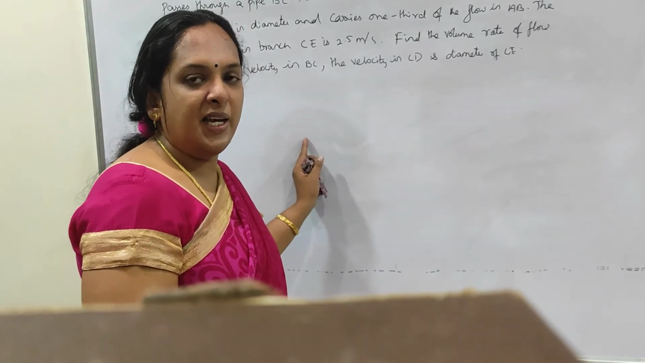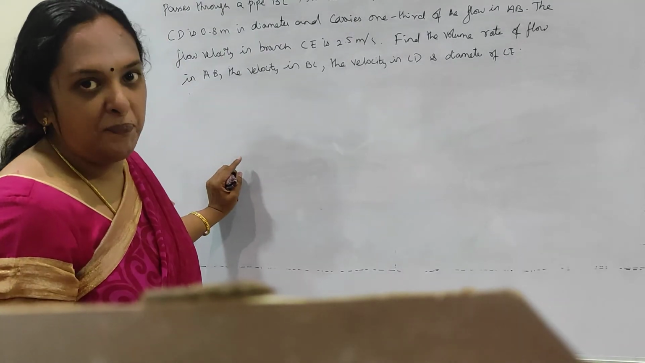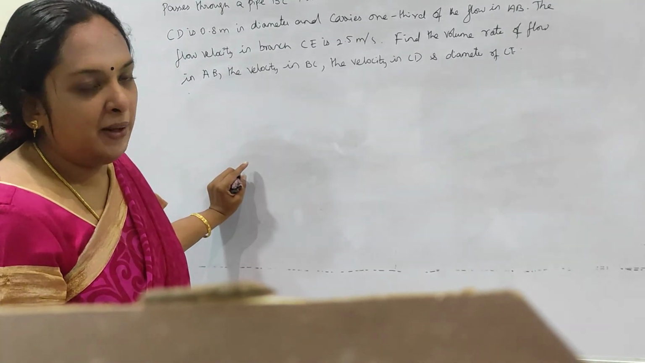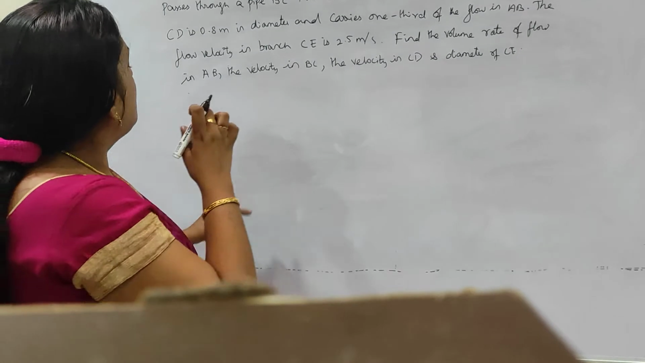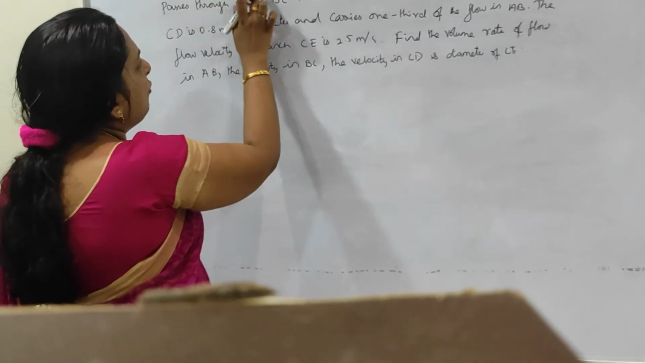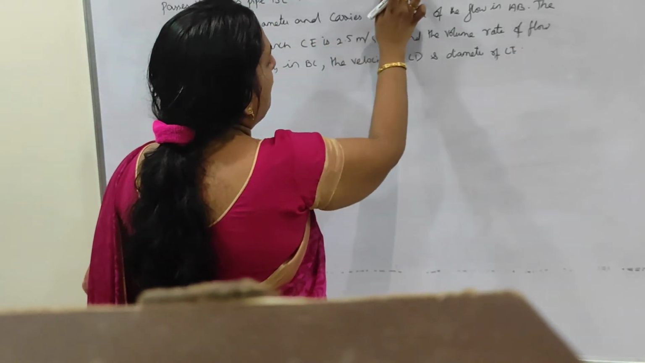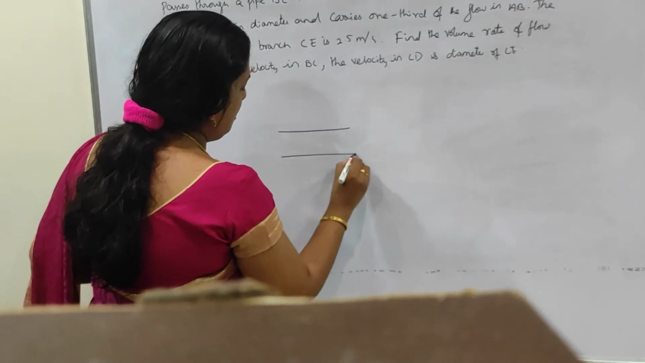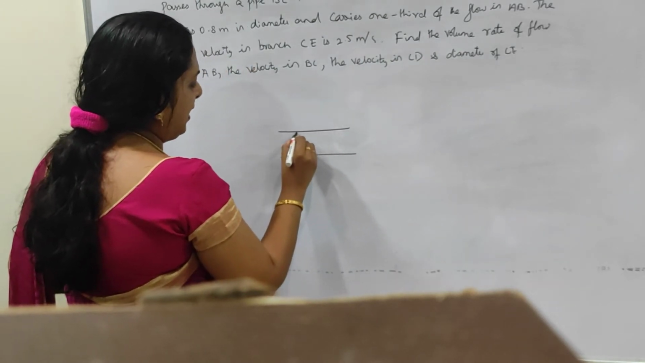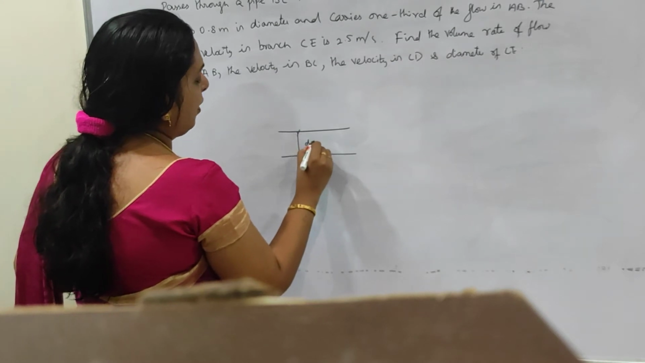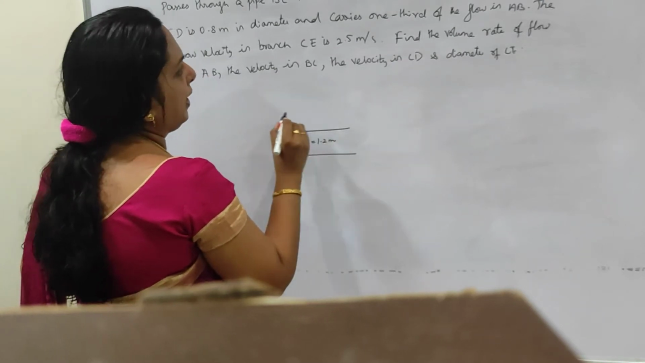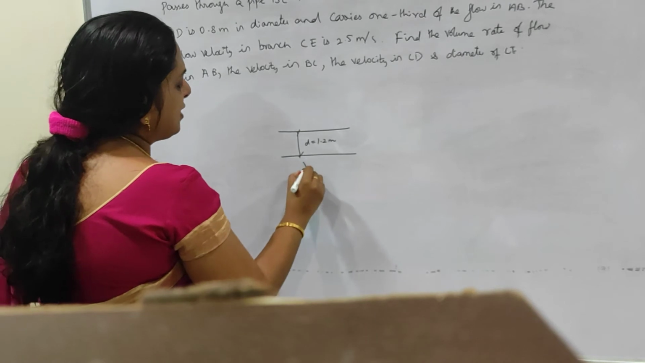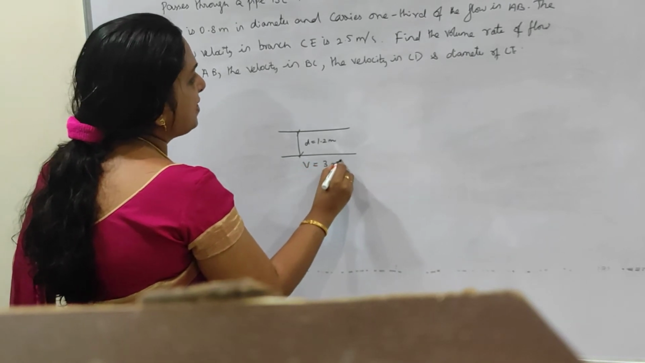Yes students, here we have our fourth problem with respect to the continuity equation. So what is this problem? Water flows through a pipe AB, 1.2 meter diameter. First we will try to draw the sketch. So this is my pipe AB, where the diameter given here is 1.2 meters. And the velocity is also given, it is 3 meter per second.